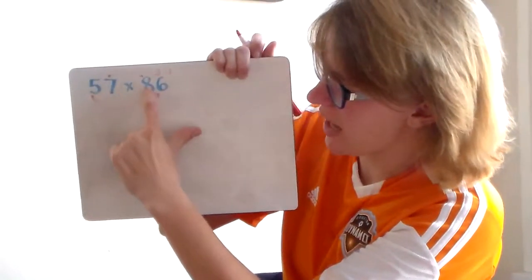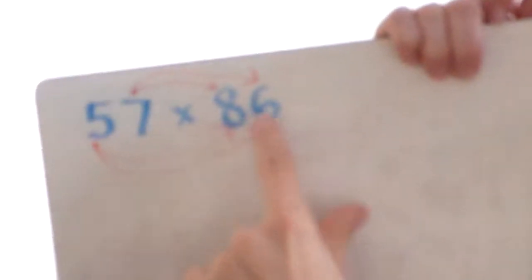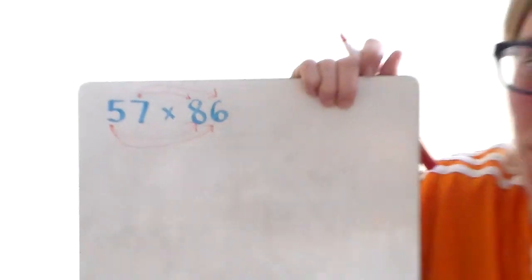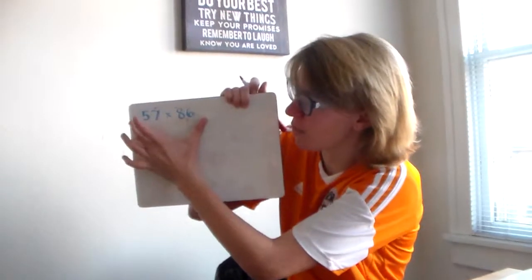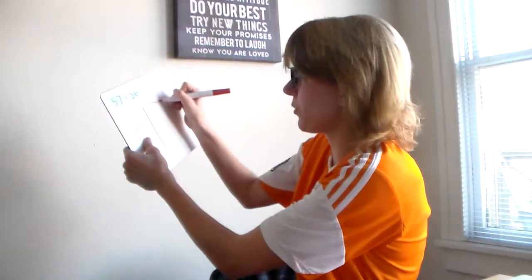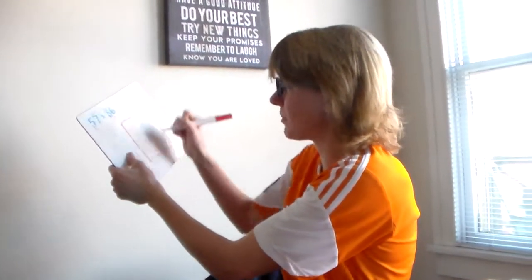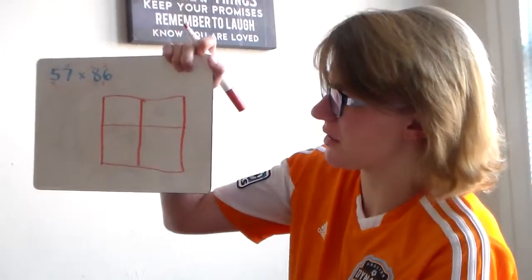Now, the 5 goes with the 8 and the 5 goes with the 6. The 7 goes with the 8 and the 7 goes with the 6. That's called the distributive property. So I'm going to show you how we can use the partial product way to get our total product. What I'm going to do is draw something that I like to call the window. Some teachers call it the box. But I'm basically going to do it like this.